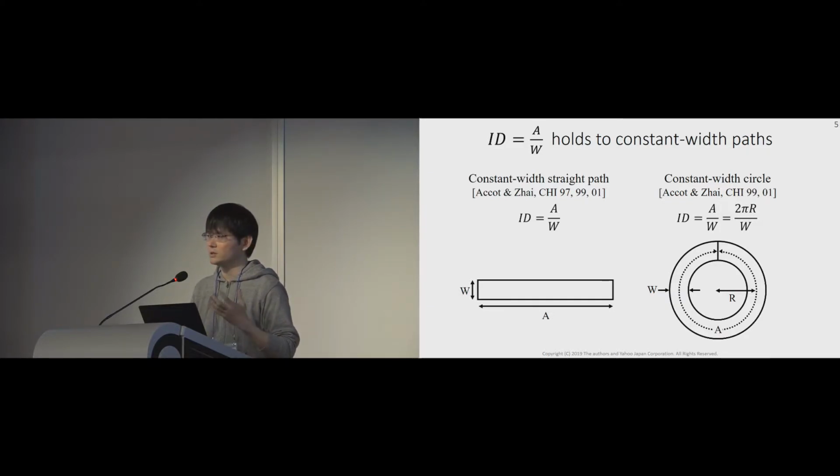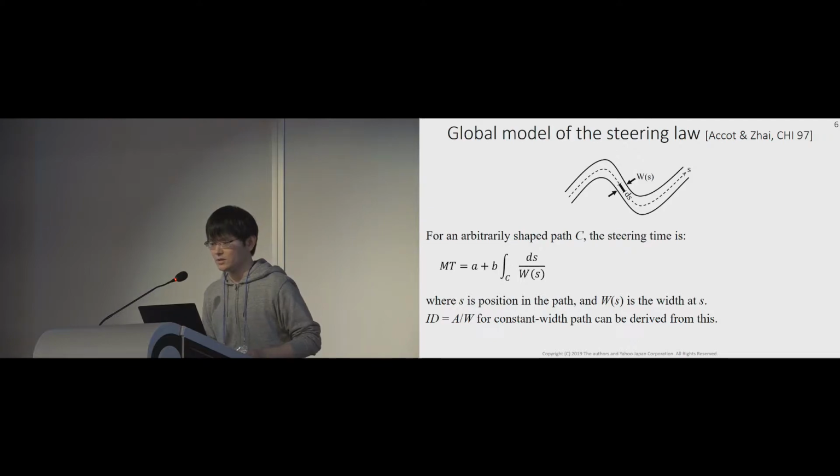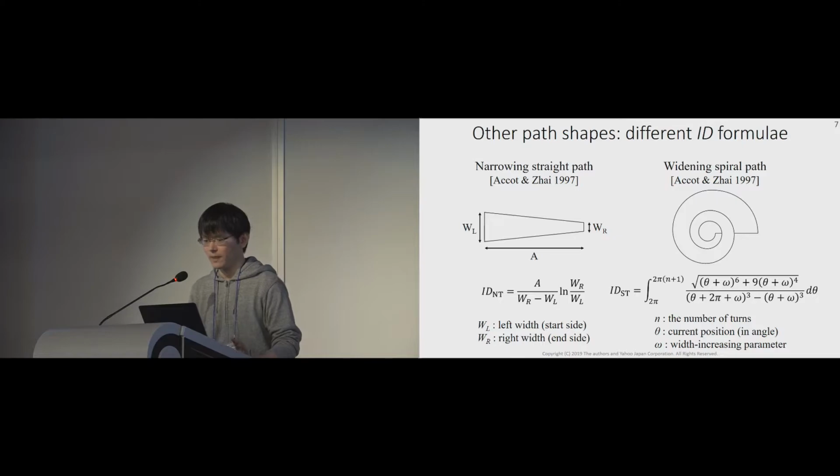But there is a more general formulation called global model. And this is a steering law for an arbitrary path shape. So even for complicated paths, the movement time can be accurately predicted from this global steering law model. For example, even for narrowing path, the ID can be derived from this global steering law. And in addition, the movement time for a widening spiral path can be accurately predicted. So the steering law is a robust model to predict the movement time.